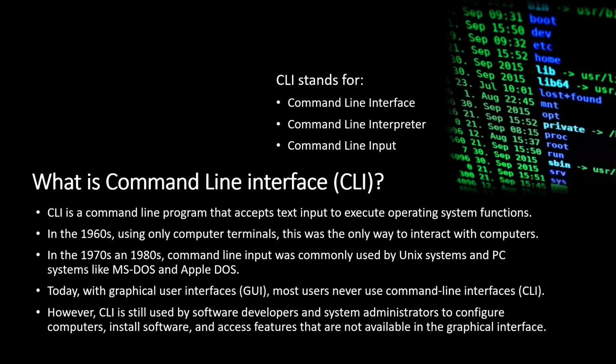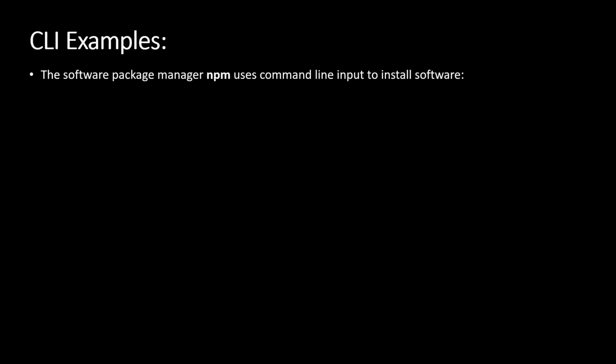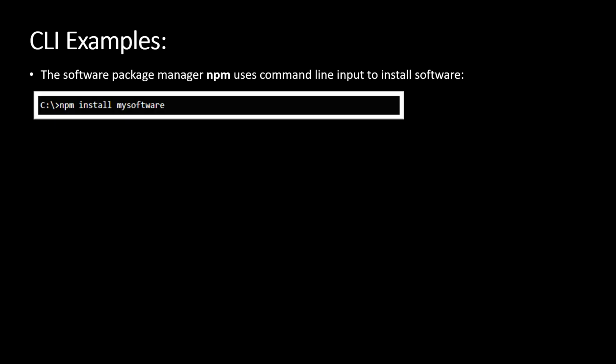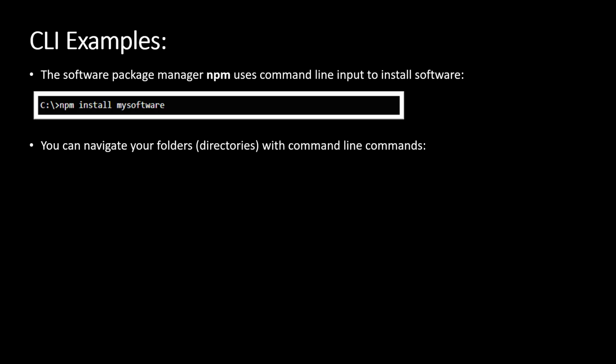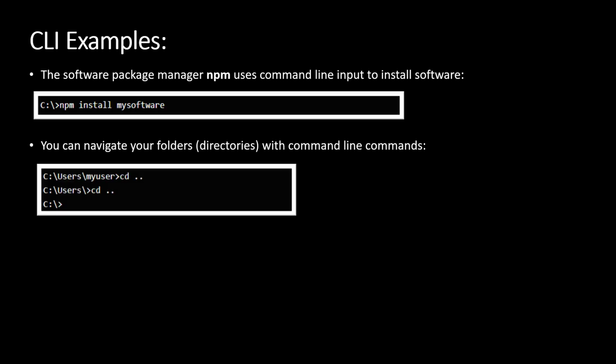However, CLI is still used by software developers and system administrators to configure computers, install software, and access features that are not available in the graphical interface. Here we have some CLI examples. The Node Package Manager (NPM) uses command line input to install software. Here you can see. Or you can navigate your folders and directories with command line commands, as in this example. And you can display all available commands with the help command.